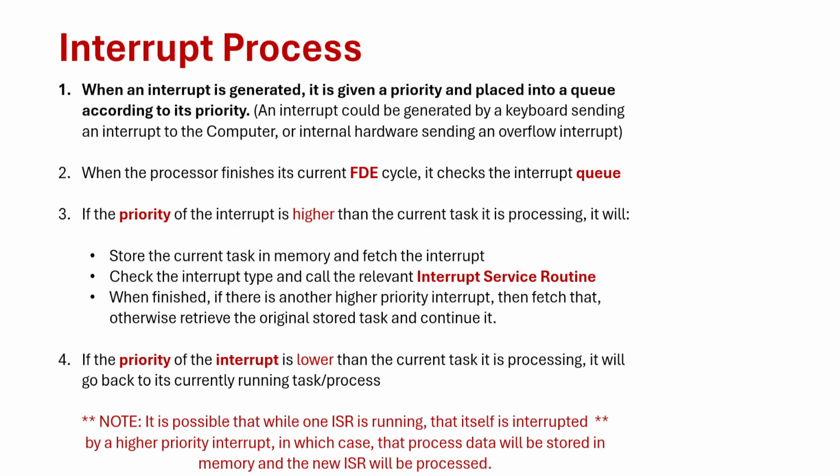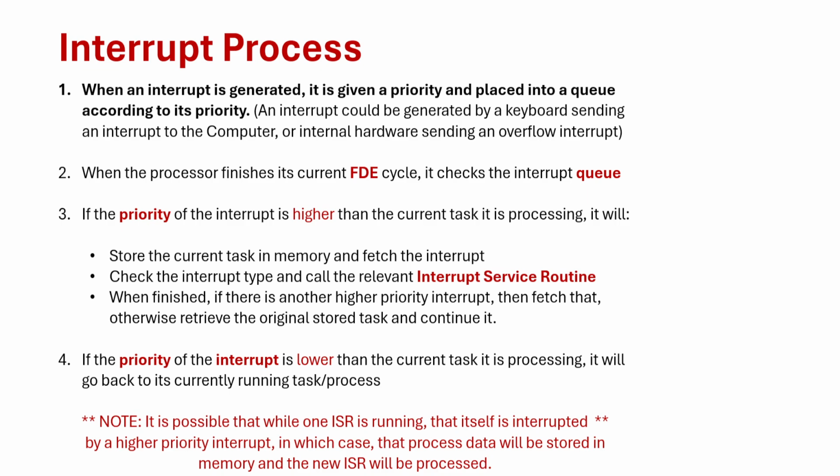Now, you need to be able to understand this process, and if you want to get a C, you can read it, remember it, regurgitate it, and you are likely to get a simple C. So we need to know that when an interrupt is generated, it's given a priority and placed into a queue. Remember, the interrupt could be generated by a key press or an overflow interrupt or many different things. When the processor has finished its current fetch, decode, execute cycle, it's then going to check the interrupt queue.